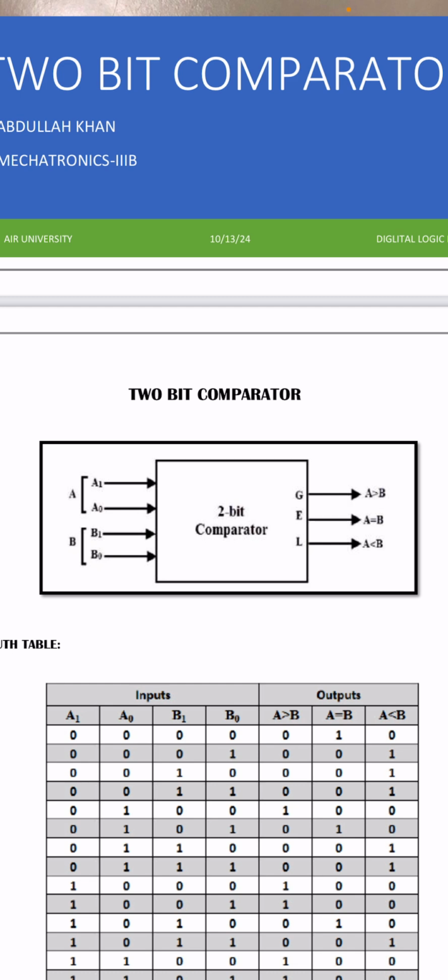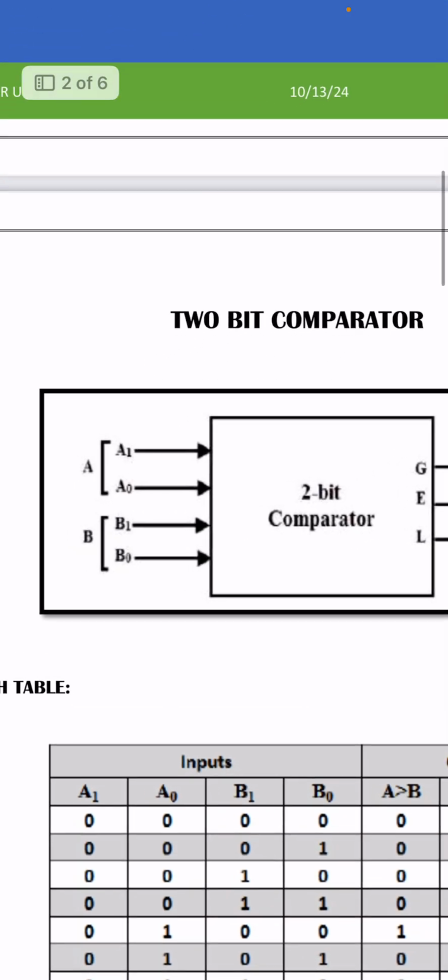But on looking keenly, we can see that these two inputs, labeled A and B, are each divided into two more sections. A is divided into A1 and A0, and the same way B is divided into B1 and B0. So we can say that the 2-bit comparator has four inputs and three outputs.